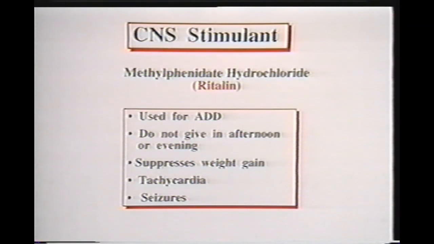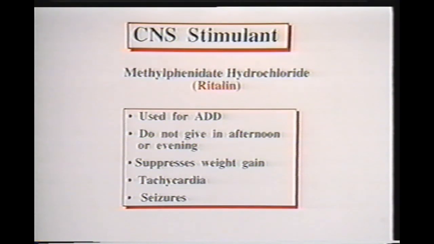And one last drug in the central nervous system category that we really need to mention, and that's Ritalin. Ritalin is a drug that is used to treat attention deficit disorders. Couple things that we need to know about Ritalin. Ritalin should not be given in the afternoon or evening because you don't want to keep this person stimulated. So it's usually given in the morning before the child goes to school.